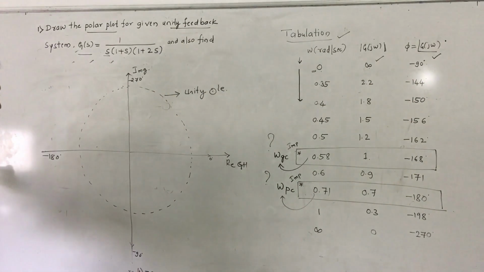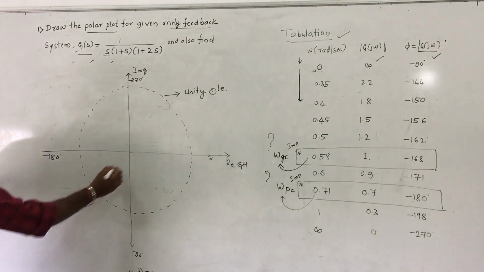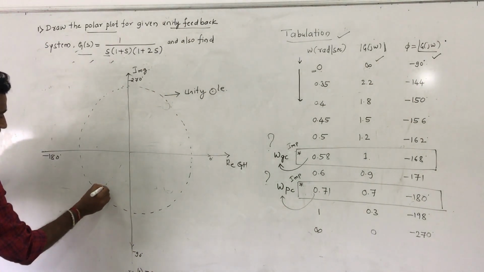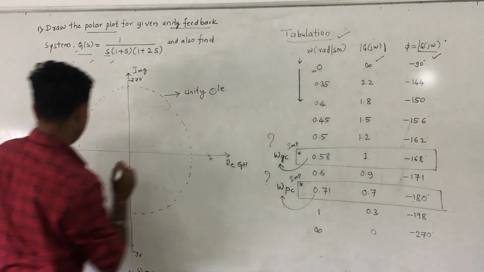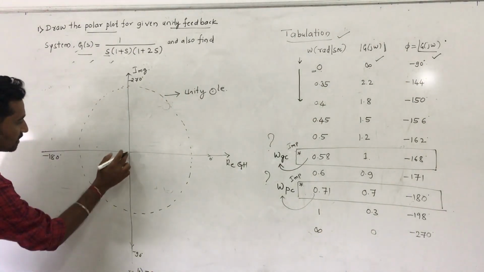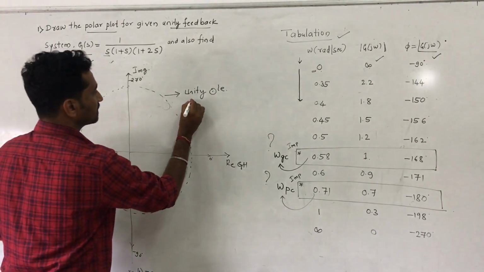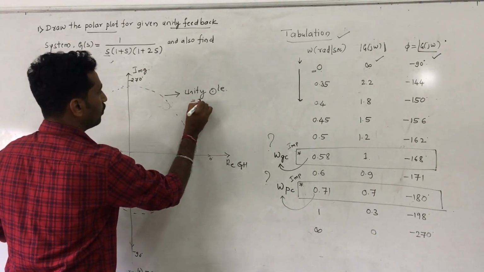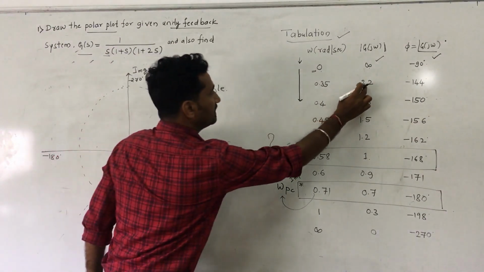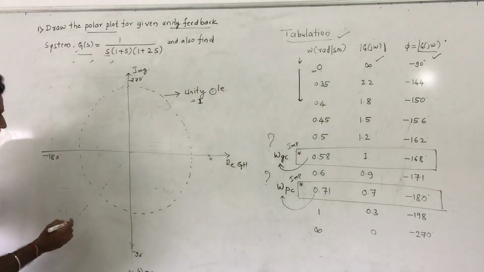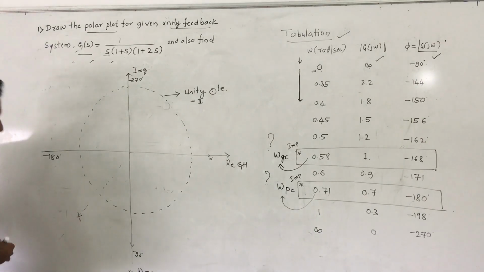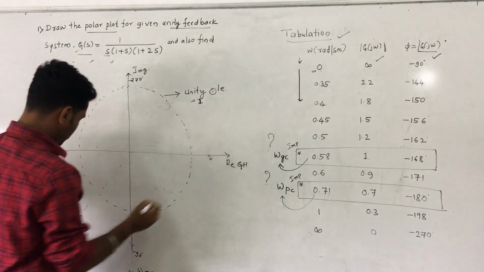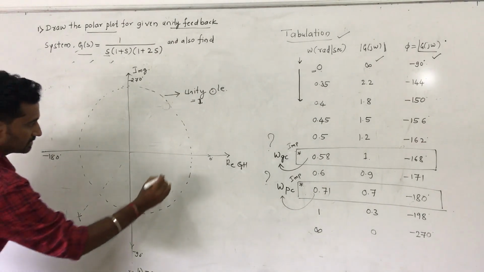So minus 144 angle will come somewhere around, say, in the third quadrant. What is the magnitude here? 2.2. Up to this, on this circle, the magnitude is 1, because the unity circle has a magnitude of 1. A magnitude of 2.2 means it will come outside the unit circle, somewhere here. So this is what the minus 144 angle means.